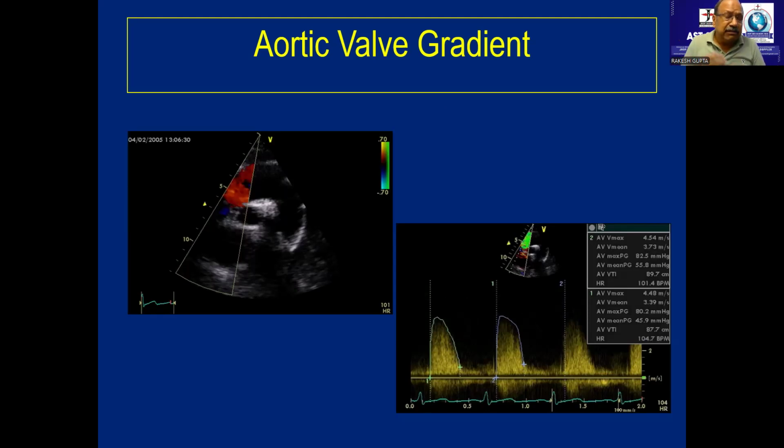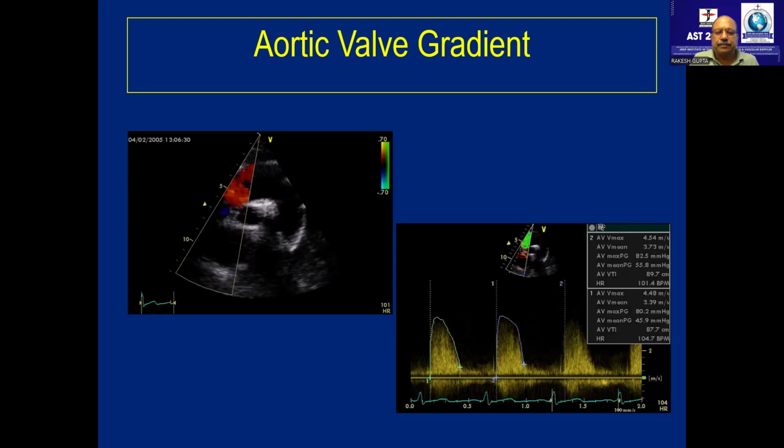Somebody asked this question, which is the best window? Believe my words, the majority of the time we get a very good gradient in the 5-chamber view, the right parasternal region, and then the right anterior oblique view. So we normally spend time on this. It's really a time job.